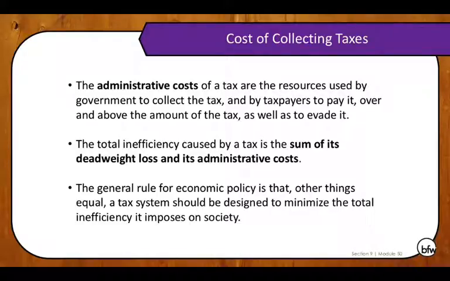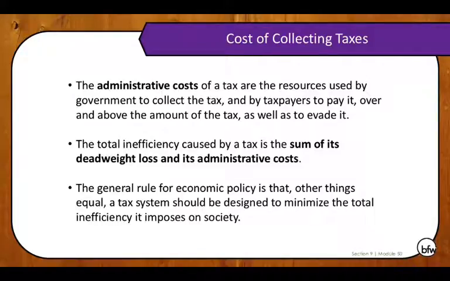Now, there is also a cost to collecting taxes, and we haven't talked about this much yet. There are administrative costs of a tax. These are the resources that are used by the government to collect the tax. They have to pay workers to work at the IRS. They have to pay for office space. They use land, labor, and capital. The government has to pay for this. So it costs the government something to actually collect the tax.